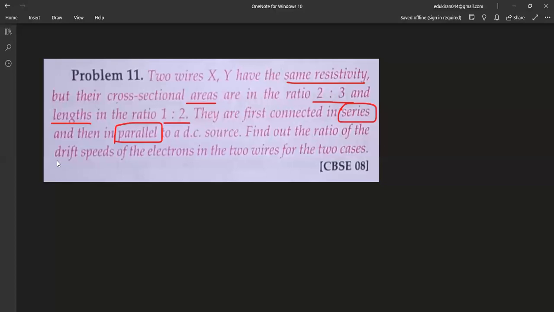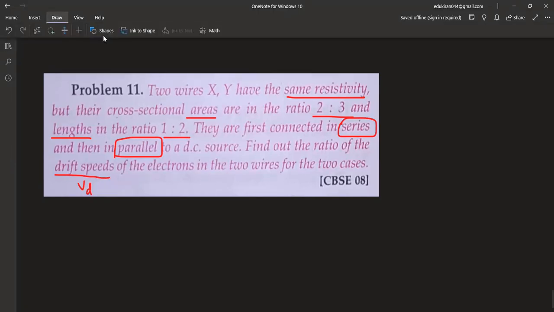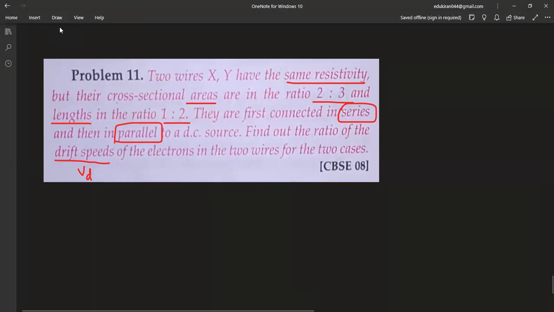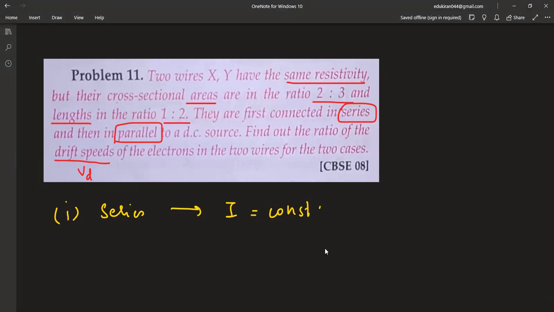Find out the ratio of drift speed. Drift velocity you have to find of the electrons in the two wires for the two cases. Look, when we're talking about the series, in series, which quantity is constant? The current is constant. So drift velocity is inversely proportional to the area.